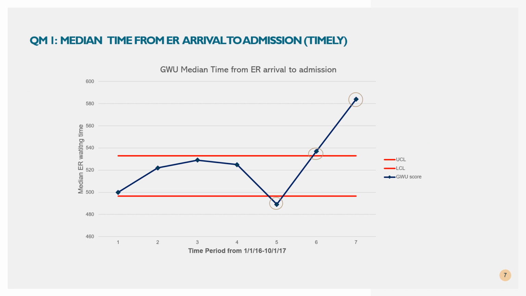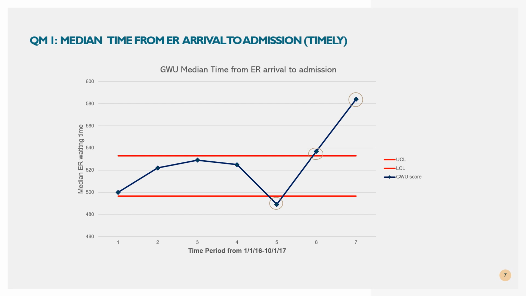The first measure is the median time from the time the patient arrives in the emergency room until the patient is being admitted in the hospital. In other words, how long the patient is waiting in the emergency room before the staff admitted the patient as inpatient. There were 7 data points.